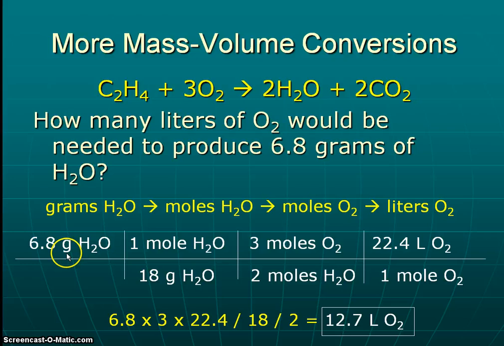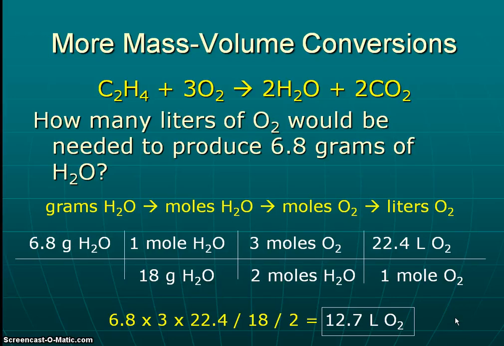So you started with 6.8 grams, use the periodic table to get it to moles. That's where the 18 came from. Then we're going to use the mole-to-mole ratio to switch it over to oxygen. So the 3 and the 2 came from the balanced reaction. Once you have oxygen, you're going to turn it into liters. We didn't start with liters, using 22.4. And then you just have to do the math.